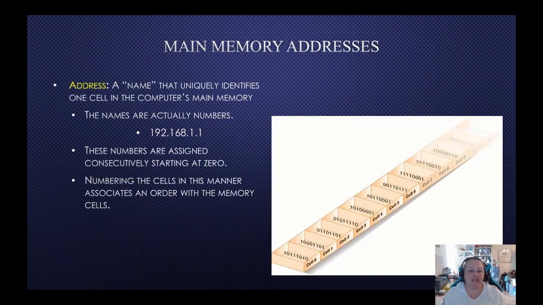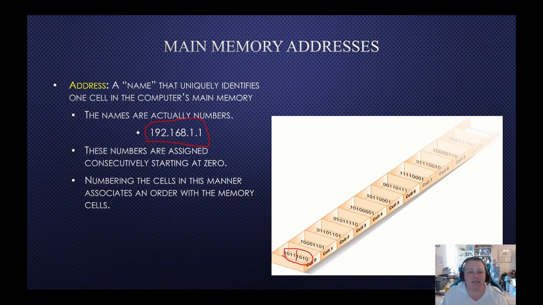Where are we putting this memory? In order to access the memory, we have to know where it is. So we're going to give it an address, just as if you were to build a bunch of houses and give them addresses. Your address is going to be a name that is unique to a specific cell in your computer's main memory. The names are actually going to be numbers. As you can see here, you can have something to this effect where it's like a URL. You can have something like this where it is just a byte.